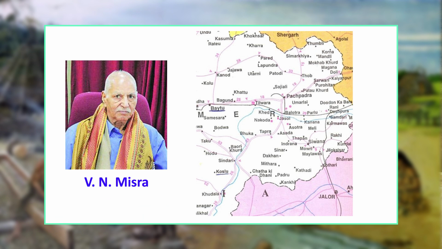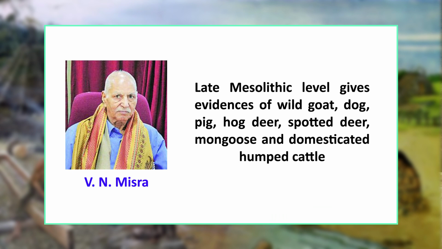The description put forward by P.K. Thomas was challenged by D.R. Shah, who does not believe in such occurrence of domesticated species at Bagor. V. N. Mishra, who studied the Tilwar site of Rajasthan, believes that the late Mesolithic level gave us evidence of wild goat, dog, pig, hog deer, spotted deer, mongoose and domesticated humped cattle. P.K. Thomas, who had earlier studied the bone remains of this site also, has however mentioned only goat and sheep as forms of the domesticated animals.